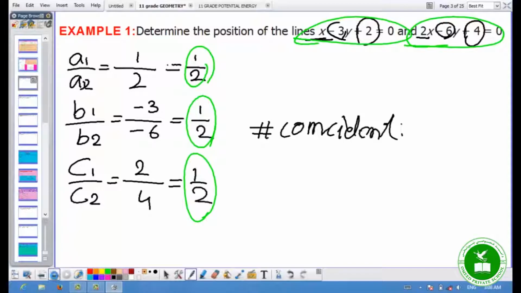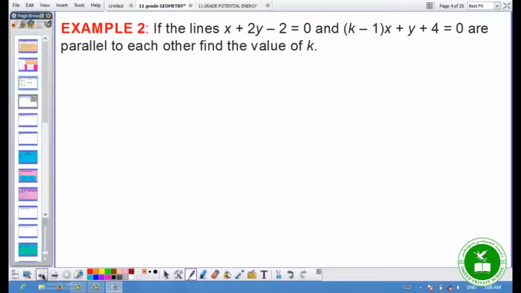Okay, let's continue and solve the next example. Example number 2: x plus 2y minus 2 is equal to 0 and k minus 1 into x plus y plus 4 equal to 0 are parallel to each other. If they are parallel, then we should calculate the value of k. How can we calculate? We know if they are parallel, the ratio of coefficients of x is equal to the ratio of coefficients of y, meaning a1 divided by a2 should be equal to b1 divided by b2.